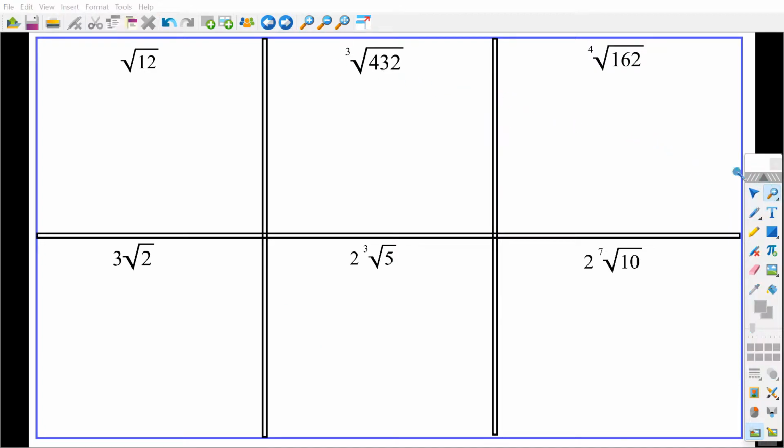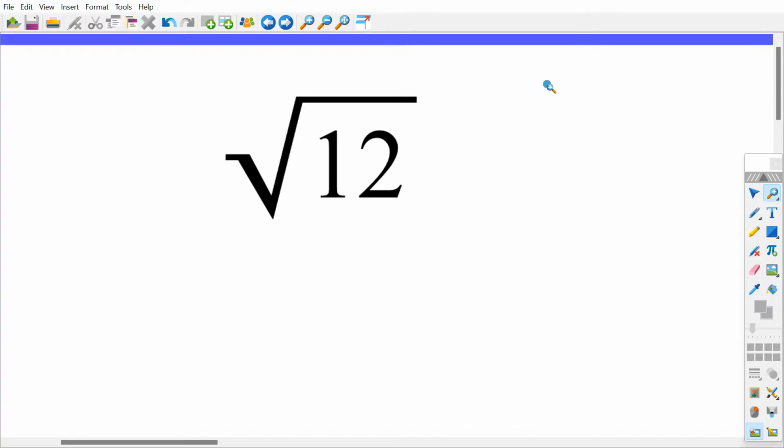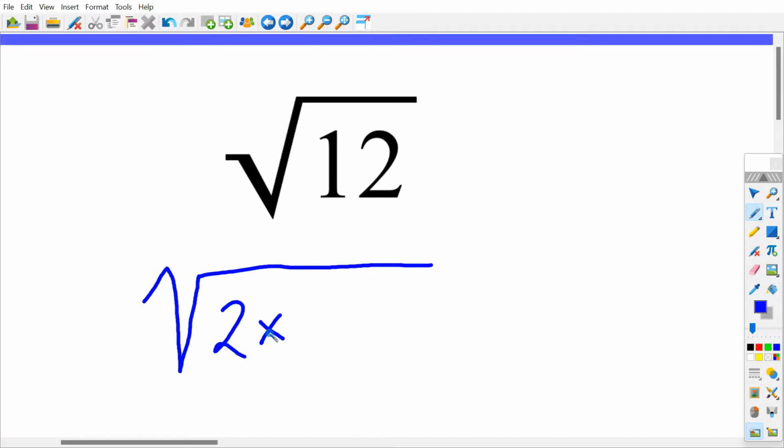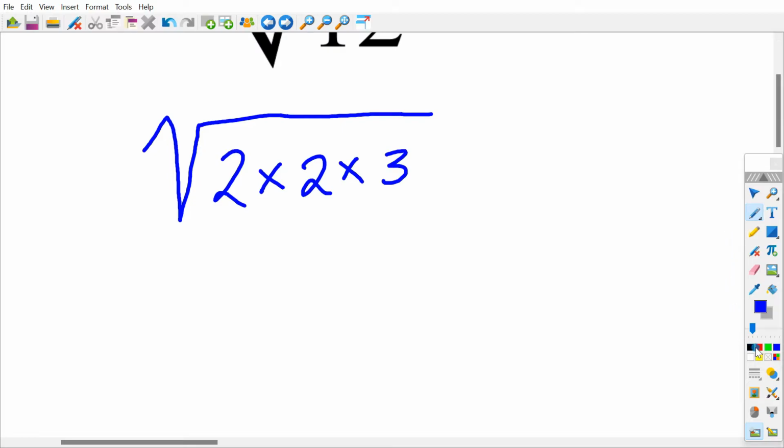So for the first one we're going to do, we're going to take the square root of 12. And you can do this a couple different ways, but what we're going to do is write the square root of 12 as a product of its prime factors. So that would be like using a factor tree and then saying that 12 is equal to 2 times 2 times 3. So that would be 12 written as a product of its prime factors.